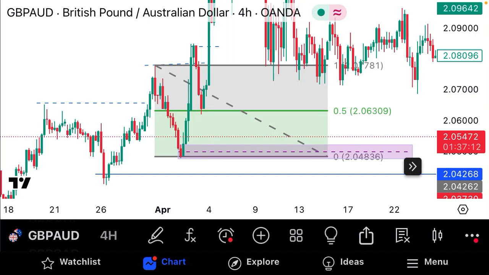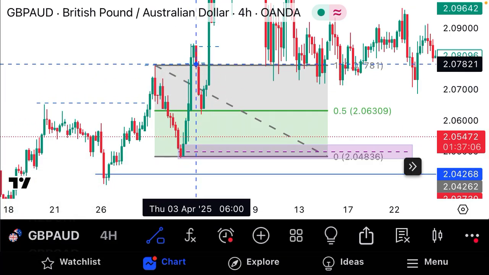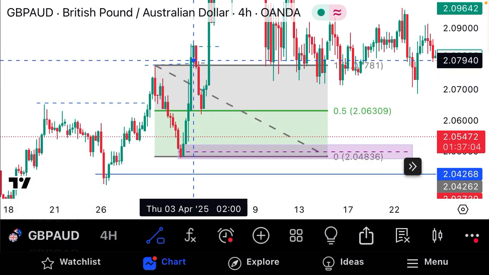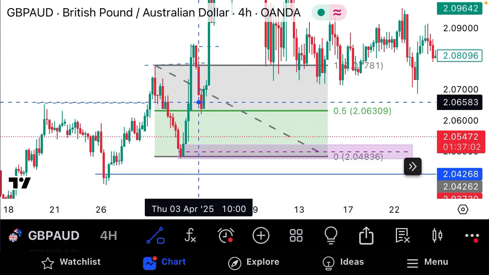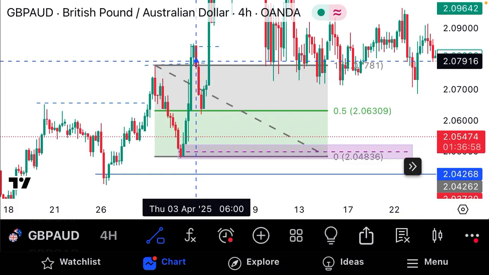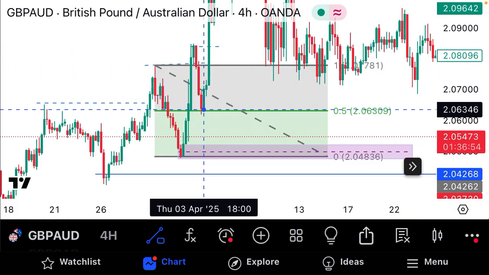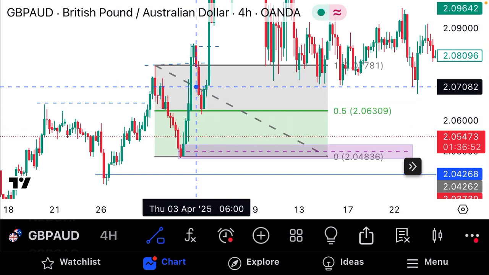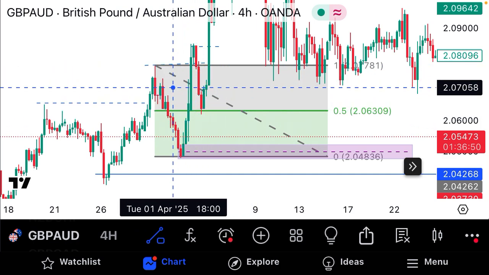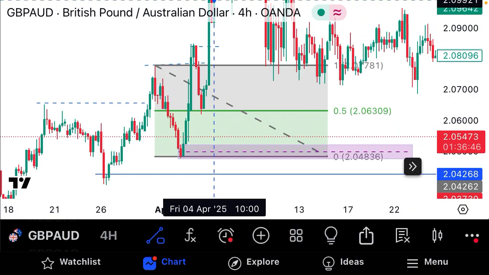So what is a bearish order block? A bearish order block is the last bullish candlestick before a bearish move. So here we have a bearish order block. This is the last bullish candlestick before this bearish move here. So a bullish order block is the last bearish candlestick before a bullish run.